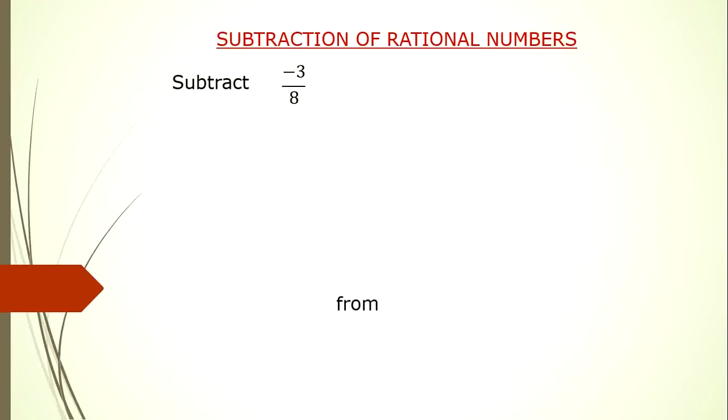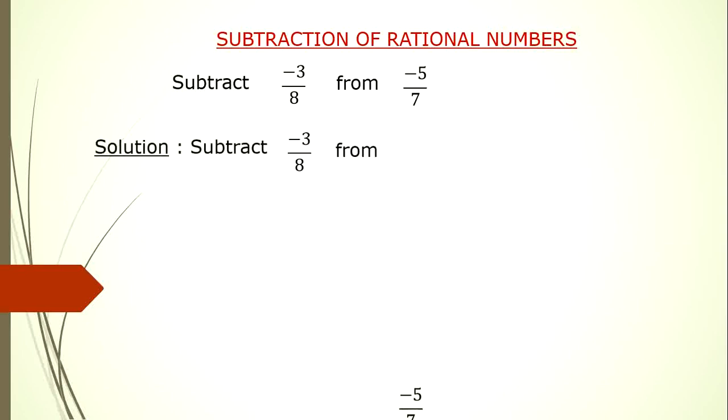Subtract minus 3 by 8 from minus 5 by 7. So here we need to keep first which rational number? Yes, minus 5 by 7. That implies minus 5 by 7 minus of minus 3 by 8. Now we know subtraction is nothing but adding the additive inverse of the second rational number.